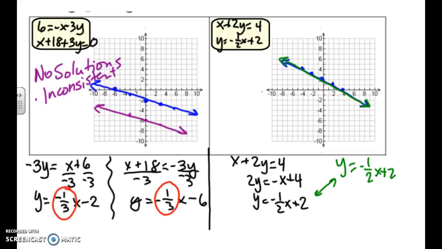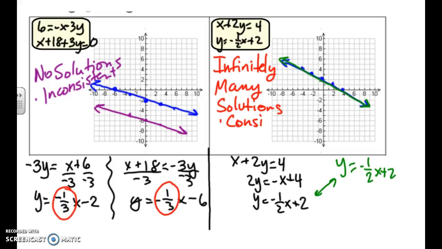That means that these have infinitely many solutions, not infinite solutions. So they have infinitely many solutions, which makes them consistent and dependent. Okay?